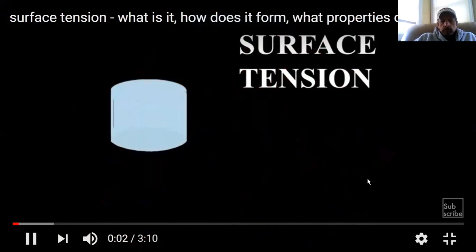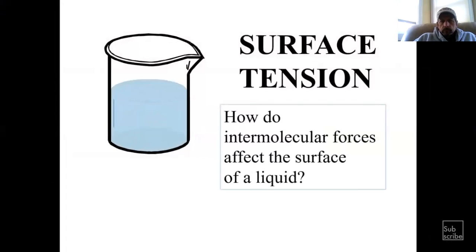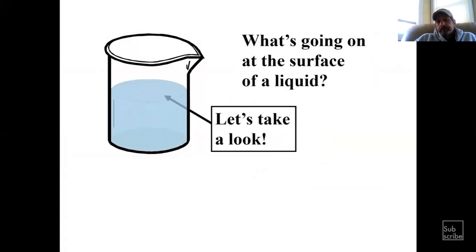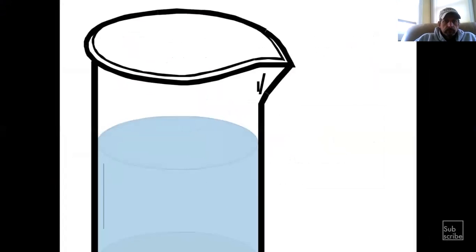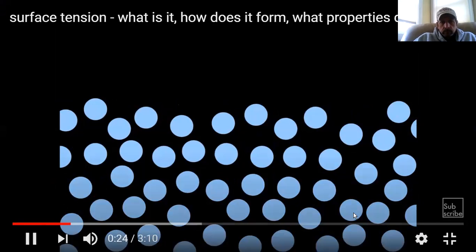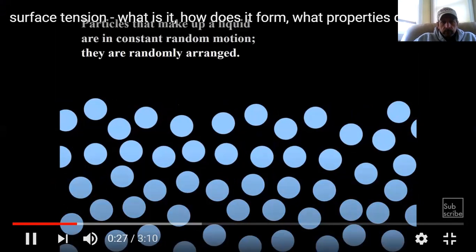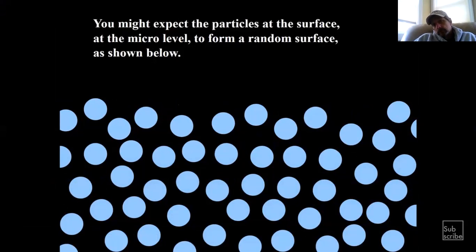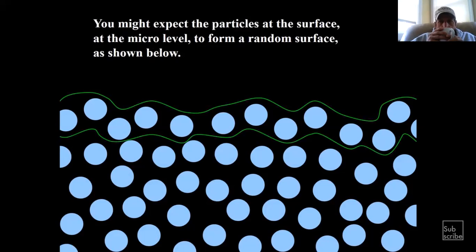Welcome to a Mad Scientist production of Surface Tension, in which we will look at how intermolecular force, IMF, affects the surface of a liquid. So what is going on at the surface of a liquid? Let's take a look by shrinking to the nanoscale. So here we are looking at the individual molecules in a liquid, and let's say that each blue circle represents a molecule of water. Due to kinetic energy, the particles that make up a liquid are in constant random motion, and so they will have a random arrangement. You might expect the particles at the surface, at the micron level, to form a random surface as shown here.